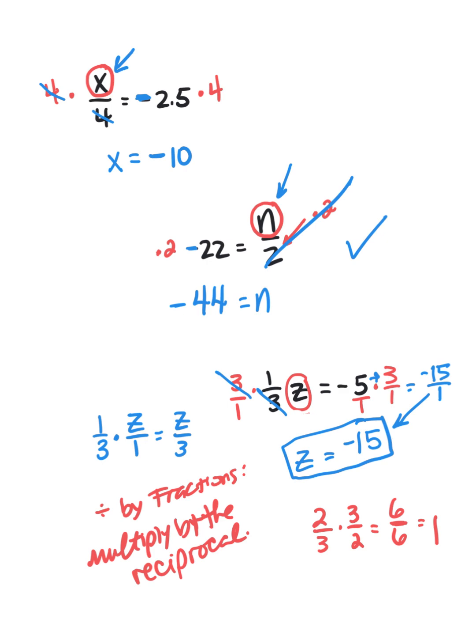Now, if we were to plug it back in, or substitute, as we say with our math vocabulary, if we were to substitute -15 times 1/3, well, that's the same as saying -15 divided by 3, which is -5. So that's how we know we're right.